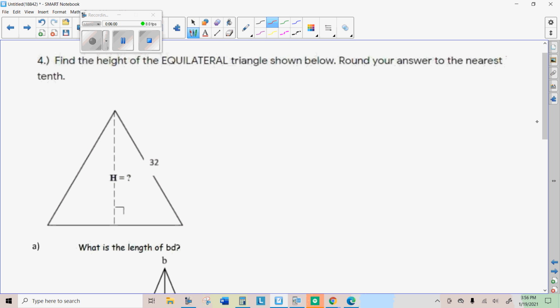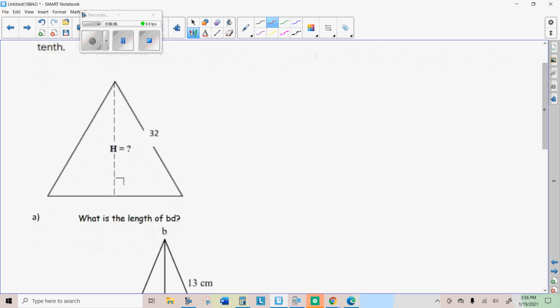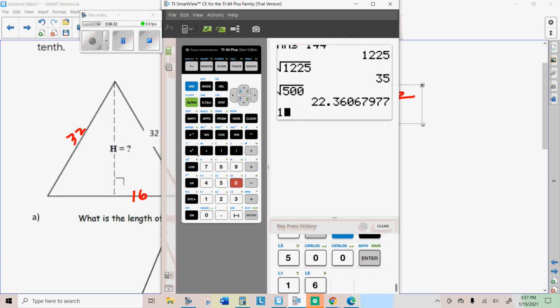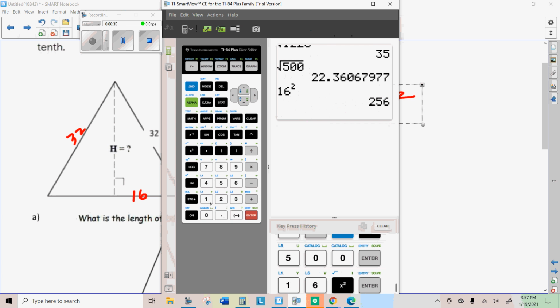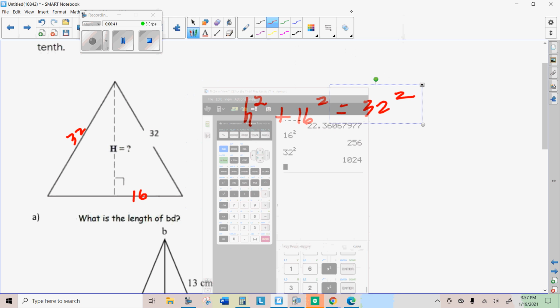On this one, we want to find the height of the equilateral triangle shown. Round your answer to the nearest tenth. The important information is that this is an equilateral triangle, which means all sides are the same. So the bottom is also 32. And so the height would split the bottom in exact half. So we know this is 16. Now the height is one of the shorter sides. So h squared plus 16 squared would give you 32 squared. Okay, so we have to do 16 squared. I think that's 256. And we have to do 32 squared. That's 1,024.